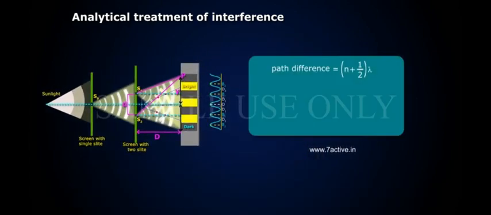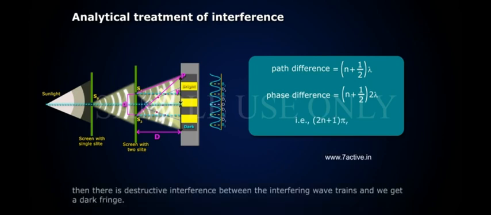If the path difference is equal to (n + 1/2)λ, or the phase difference is (n + 1/2) × 2π, that is, (2n + 1)π, then there is destructive interference between the interfering wave trains, and we get a dark fringe.